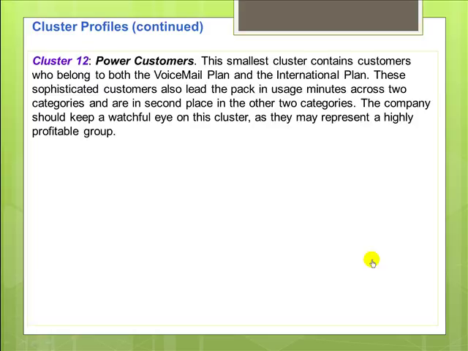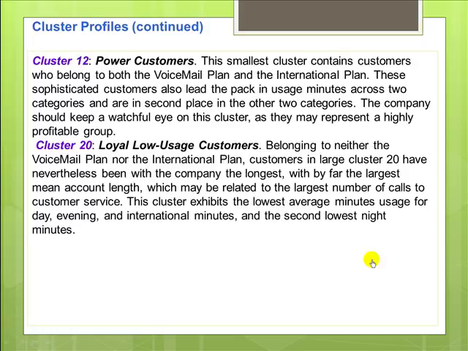Cluster 1, 2, we already did that. I called them big spenders. He calls them power customers. This smallest cluster contains customers who belong to both the voicemail plan and the international plan. These sophisticated customers, so where did he come up with that word? Don't know. Again, it's kind of an art. Also lead the pack in usage minutes across two categories. So they use a lot of minutes in two categories and are in second place in two other categories. The company should keep a watchful eye on this cluster as they may represent a highly profitable group.